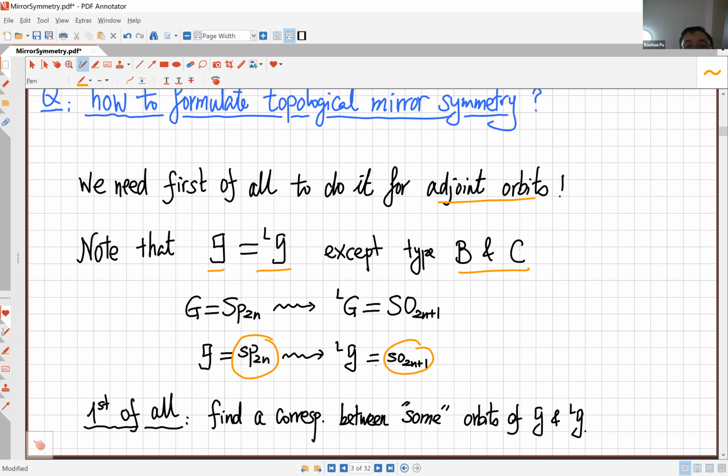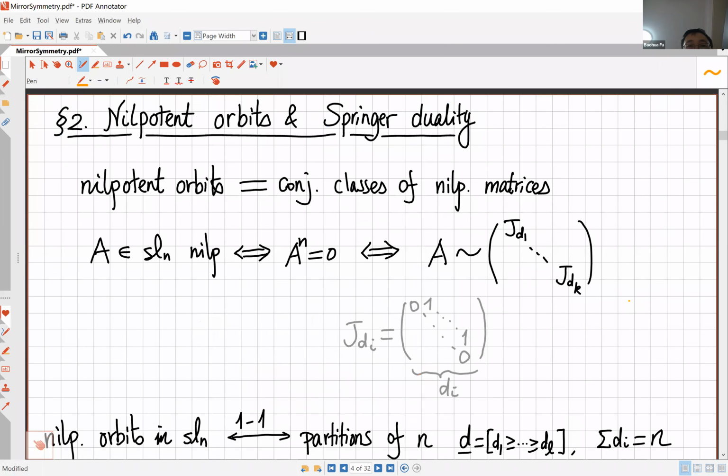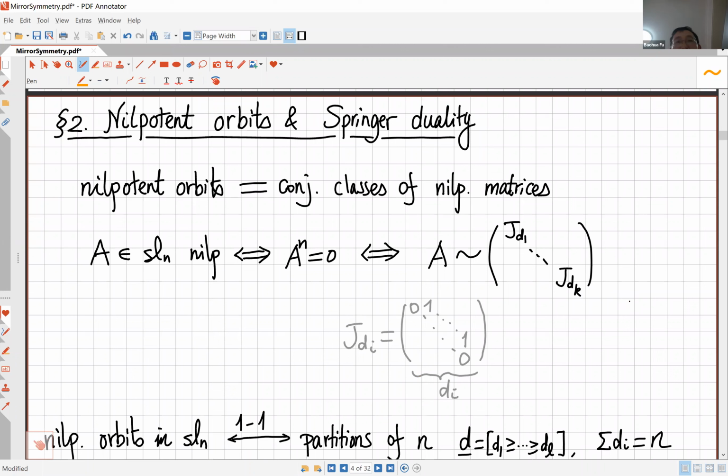And if you want to formulate something between this one and this one, we need to find some correspondence. If you take some orbit here, then you should find some orbit in type B, and vice versa. And to do this, we need to restrict to nilpotent orbits, because for semisimple orbits we don't have such a correspondence. But even for nilpotent orbits, it's not always the case. So let me start with nilpotent orbits and the Springer duality. Before, it was just an introduction or motivation to our work.